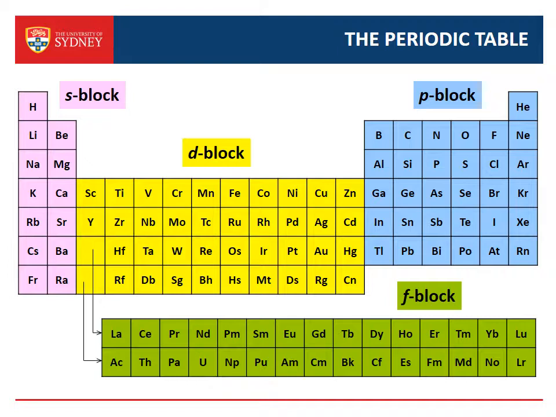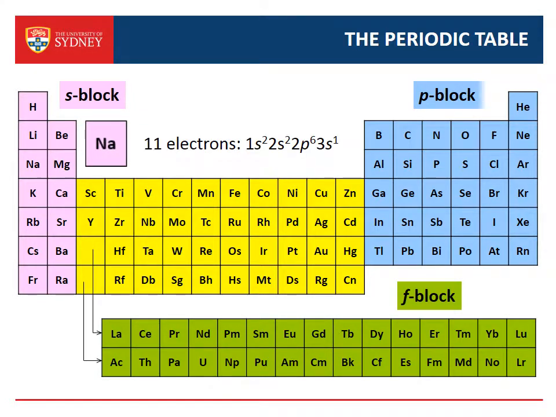We have 4 different blocks in the periodic table called the S, P, D, and F blocks. The names of these blocks tell us which orbitals are partly filled. So let's have a look at an element from the S block, say sodium. Sodium has 11 electrons, so its electron configuration is 1s2, 2s2, 2p6, 3s1. The partially filled orbital is the 3s orbital, and that's why sodium belongs in the S block.